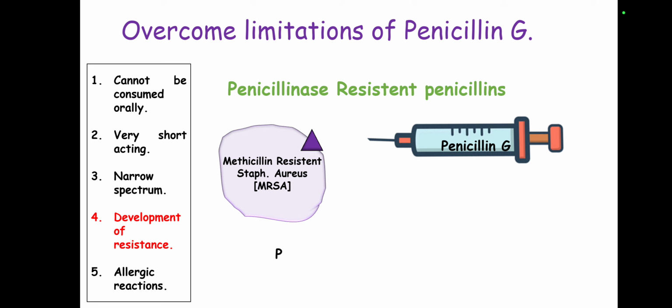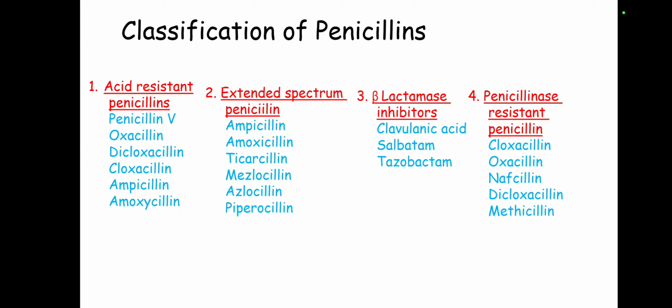So not only penicillin, even no beta lactam is effective against this MRSA. So regarding MRSA, you need to remember most of the beta lactams are ineffective against MRSA. We will discuss later that the only beta lactams which are effective against MRSA are the 5th generation cephalosporins, and all other beta lactams are ineffective against MRSA. Okay, so this is the 4th class of penicillin, that is penicillinase resistant penicillin.